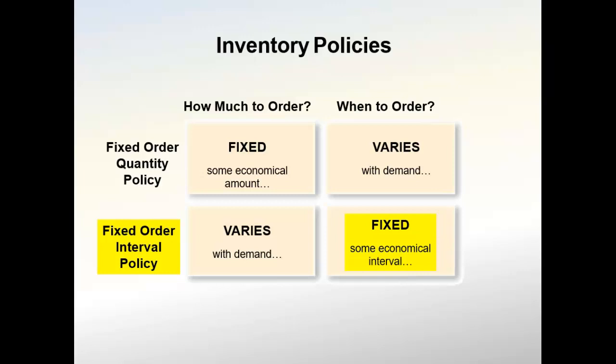One disadvantage of a fixed order interval policy is the possibility that demand is so strong between orders that the organization suffers a stockout. This vulnerability is balanced, however, by the opportunity to synchronize the ordering of many different items by assigning them all the same fixed order interval policy.